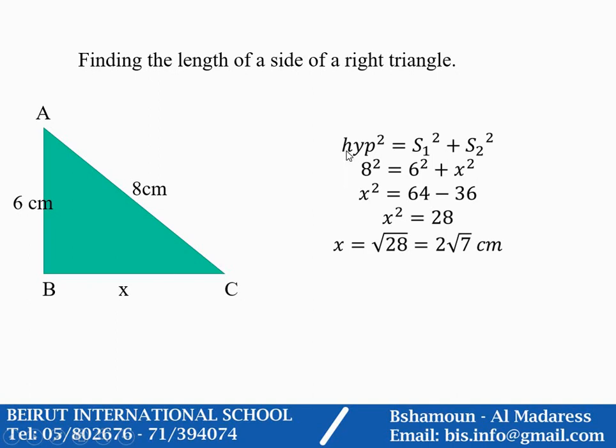You substitute the hypotenuse by 8. So 8 squared equals side 1, which is 6, so 6 squared, plus x to the power 2, since side 2 is x. And then, to find x, you have to move this 6 to the power 2 from this side to that side, it will be minus. So it's 64, 8 power 2 minus 36. x power 2 is equal to 28, which means x is equal to radical of 28, which is 2 radical of 7 centimeter.